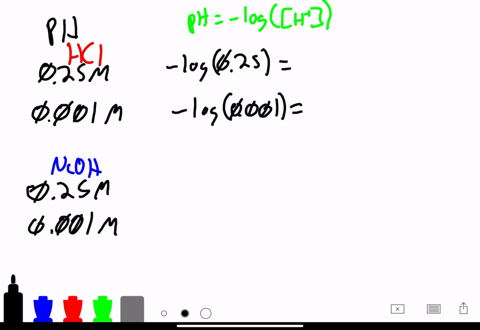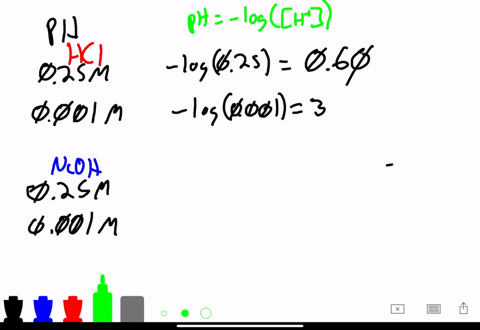And we end up with, this one is going to be 3. That one's easy enough to do in your head. And the top one is going to be 0.60. And that is your pH for those two.